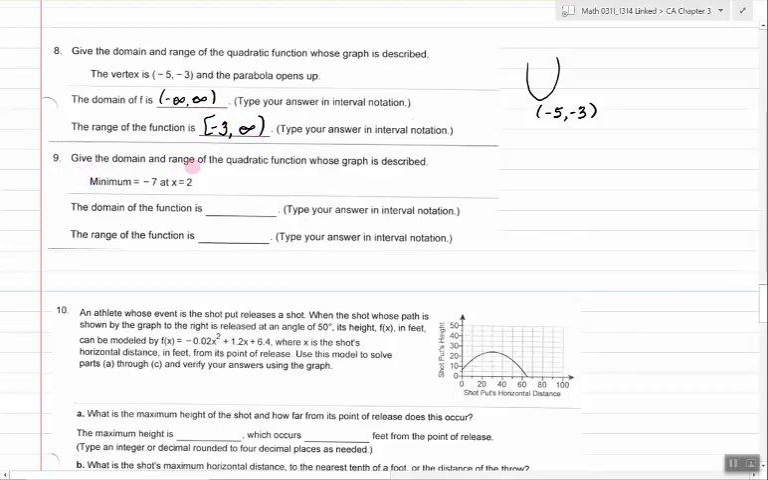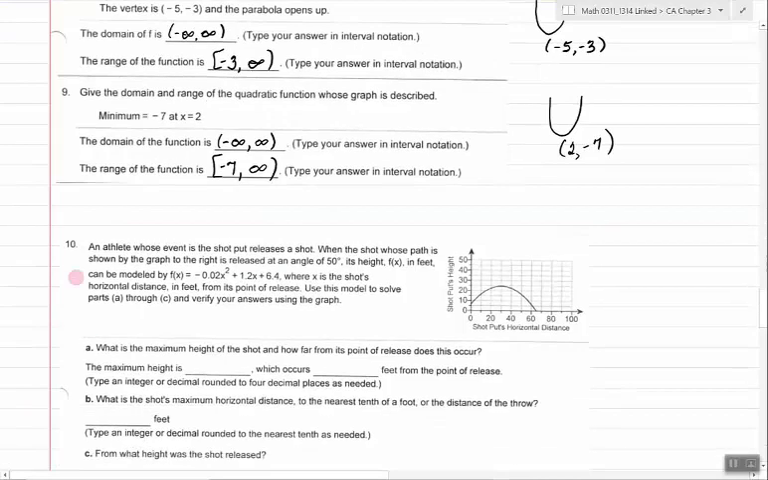Number 9, find the domain and range. The minimum is -7 at x equals 2. Well, if it has a minimum, then it's opening upward. The vertex is at 2, -7, because the minimum is always the y, and then it says x is 2. The domain goes from negative infinity to positive infinity. All your x's, the smallest x is negative infinity, the largest x is positive infinity. The range is the bottom y, which is -7, to the top y, which is infinite.